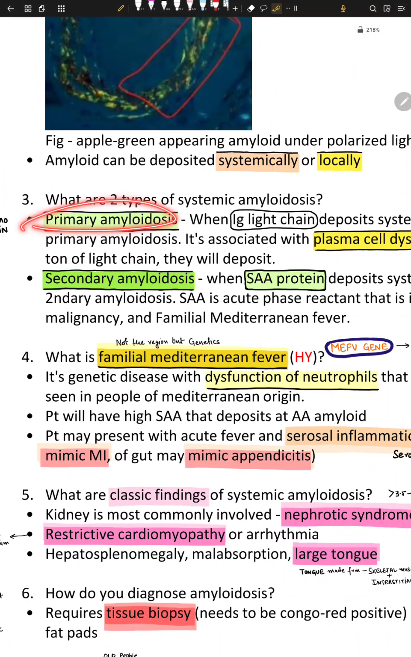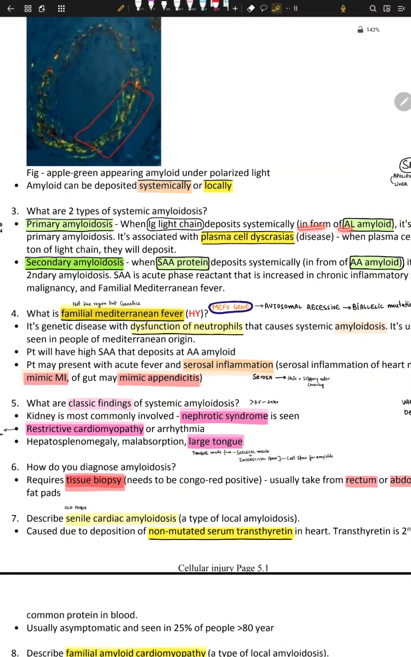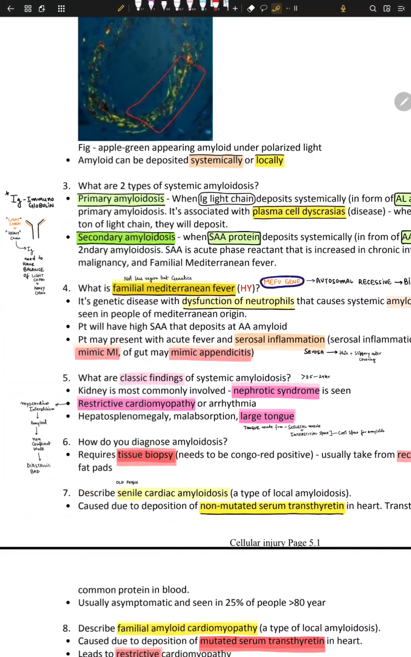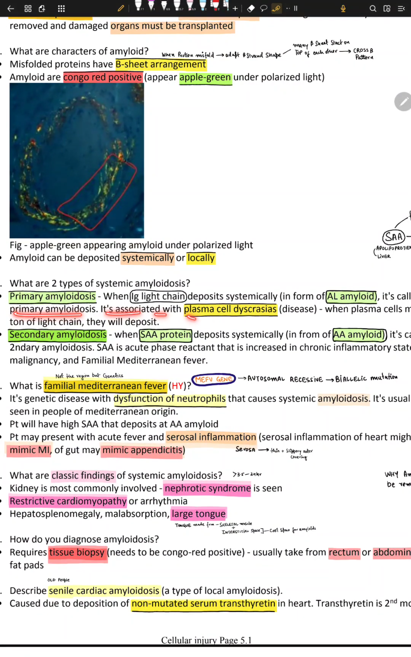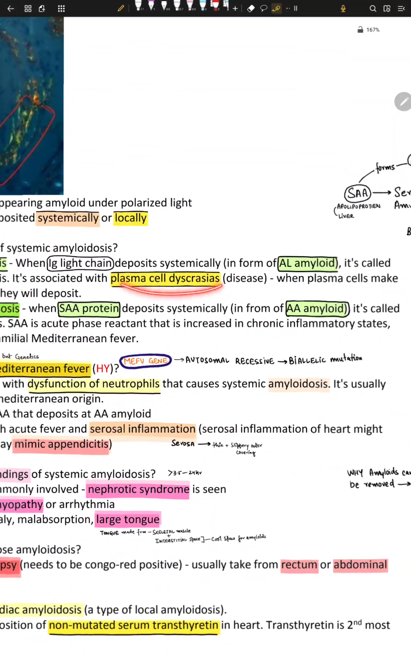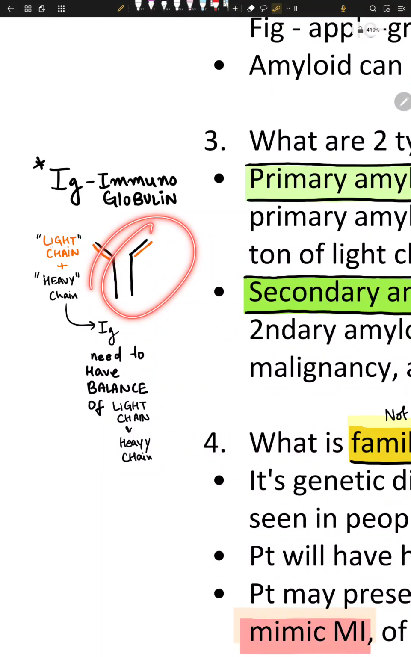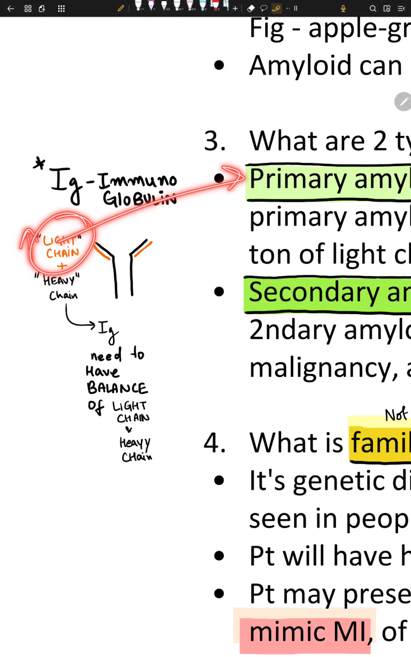Okay, so what is primary amyloidosis? Primary amyloidosis is when Ig, immunoglobulin light chain, deposits systemically in the form of AL amyloids. AL. So light chain getting deposited, primary amyloidosis. It's associated with plasma cell dyscrasias. Wow, nice name. Plasma cell dyscrasias means it's a disease. So when plasma cells make a ton of light chain, they will deposit. That's it. Plasma cell dyscrasias. So when this ratio is getting disturbed and we have more light chain, then we have primary amyloidosis.